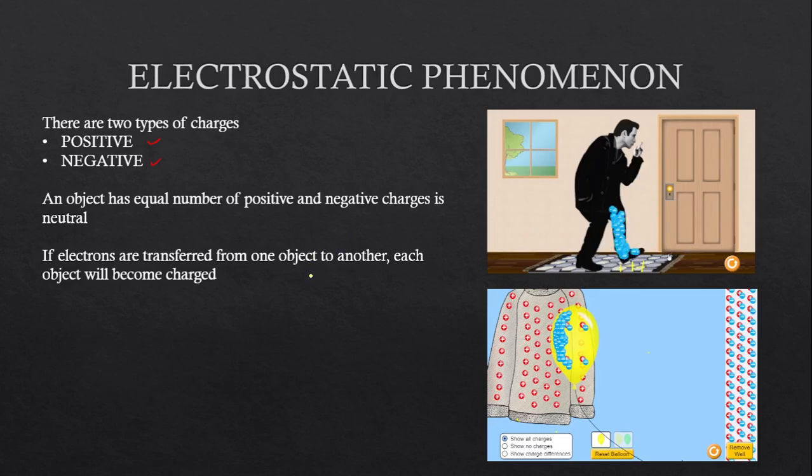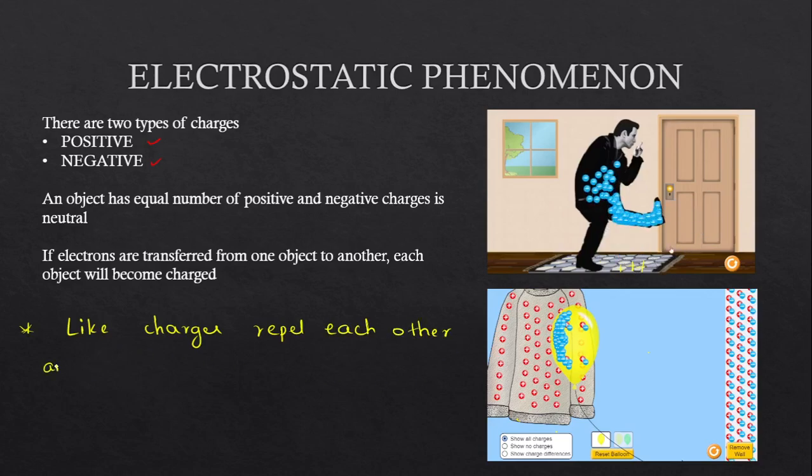So we can understand one property of charge. If charges are opposite in nature, they attract each other, whereas if they are similar in nature, they repel each other. So that's an important point. Like charges repel each other, and unlike charges attract each other.